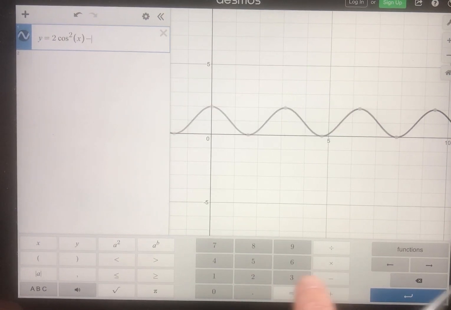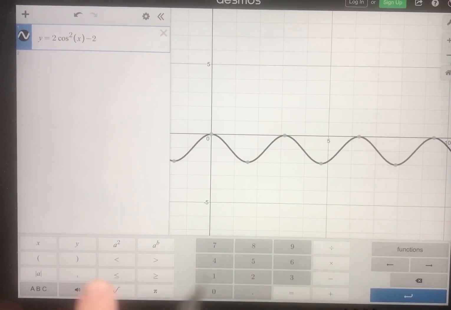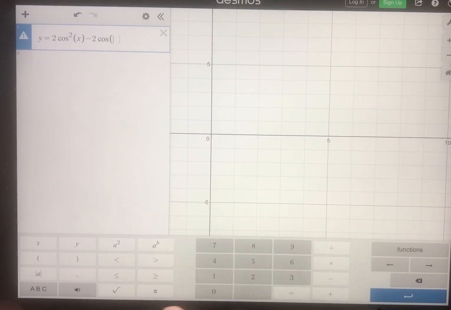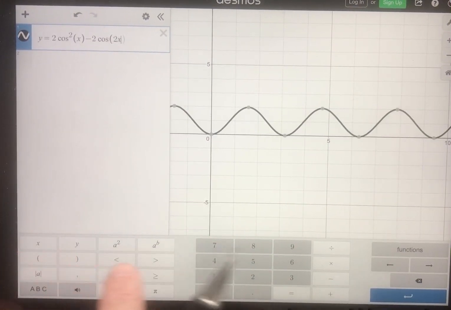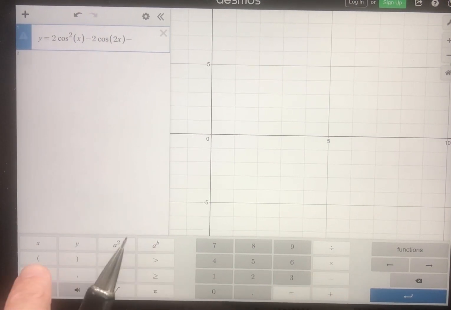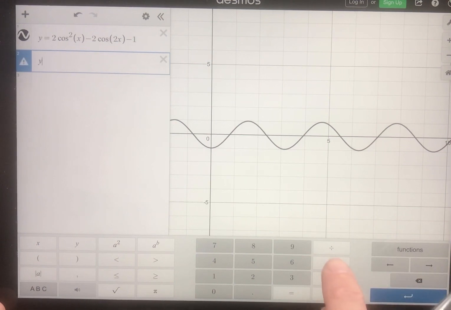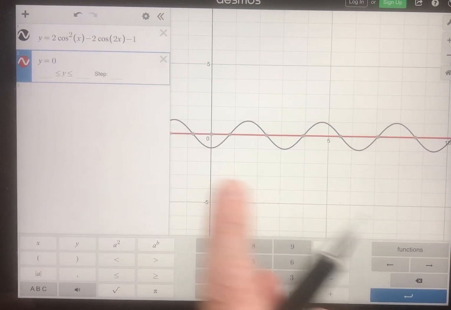Okay, minus 2 times the cosine. Go back to my trig functions in cosine, and we have 2x. Close that up, and my equation said minus 1. So there is the function on the left side of the equation. The right side is just 0, so y is equal to 0. And there you have it.